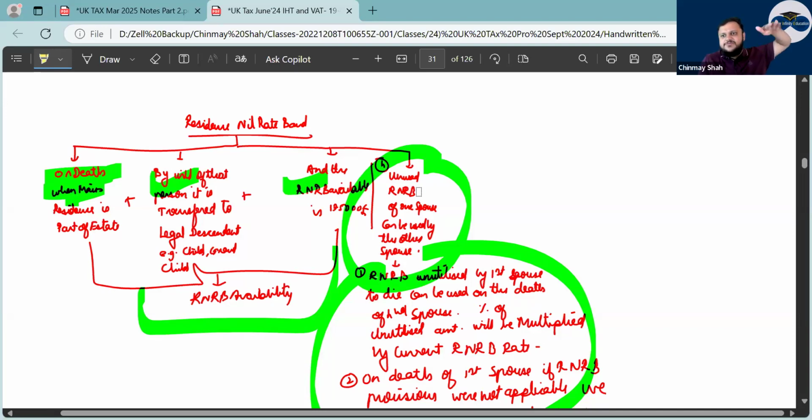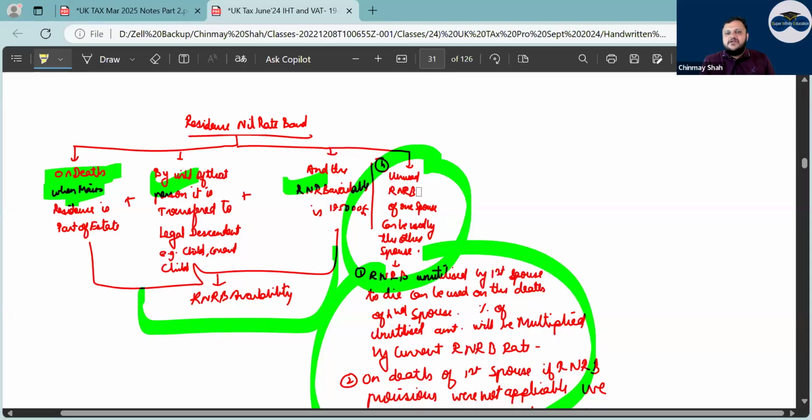So your main residence is 40,000. RNRB is also restricted to 40,000. You cannot claim more than the main residence. If the main residence is more than 175,000, you can claim a maximum of 175,000 of residence band. Right? It will reduce your gross chargeable estate.